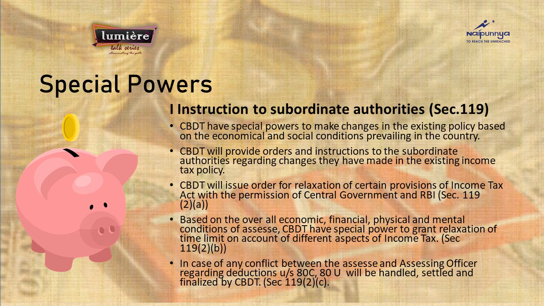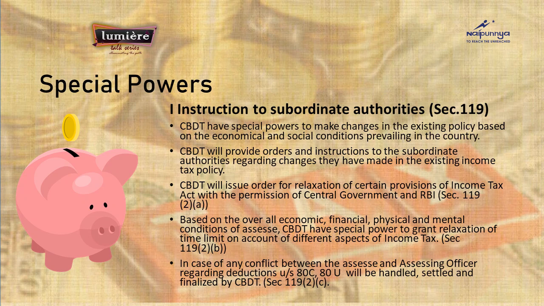So CBDT will provide orders and instructions to the subordinate authorities regarding the changes that have been made in the existing income tax policy. And they can even issue orders for the relaxation of certain provisions of the Income Tax Act with the permission of the central government as per section 119 subsection 2 clause A. And based upon the overall economic, financial, physical and mental condition of the assessee, CBDT has special power to grant relaxation of time limit on account of different aspects of the Income Tax Act, section 119, subsection 2, clause B.